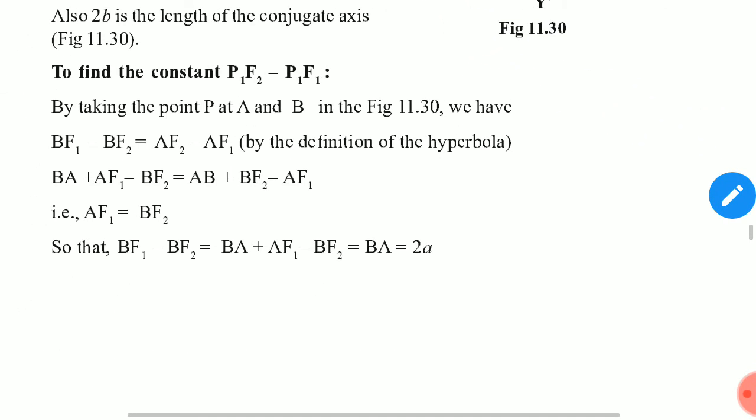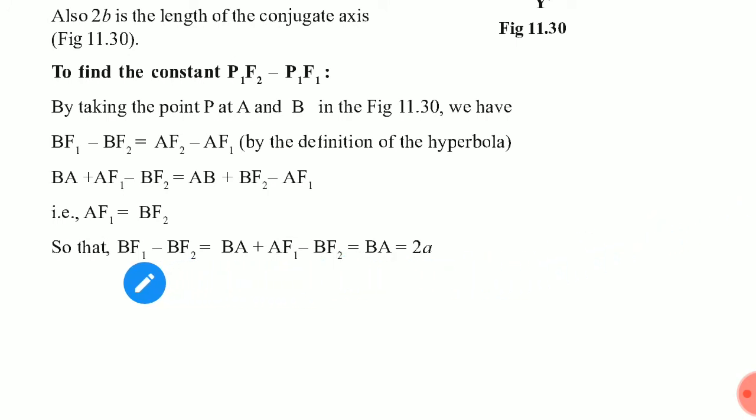So we can say that the difference of distances of any point on the hyperbola from the two fixed points is always equal to the length of the transverse axis, that is equal to 2a. That you have to remember. Any point on the hyperbola, if we take the difference of distances from the two fixed points, it is always equal to 2a, that is the length of the transverse axis.